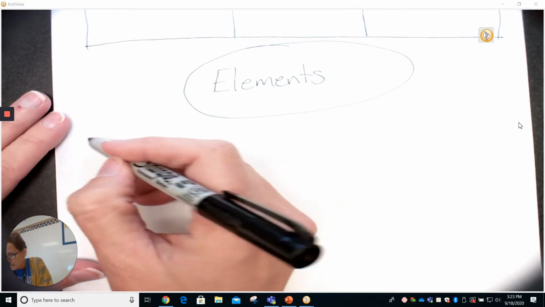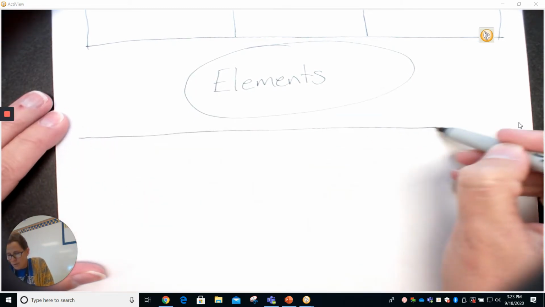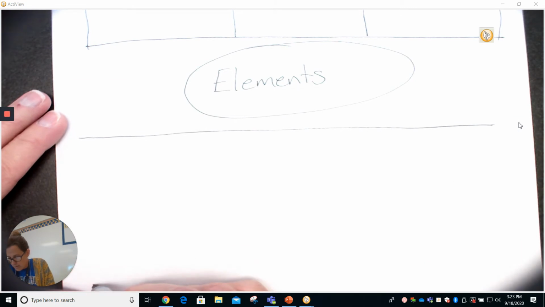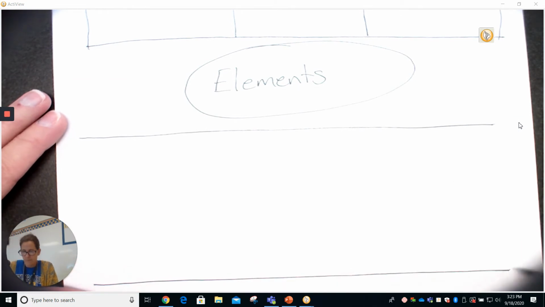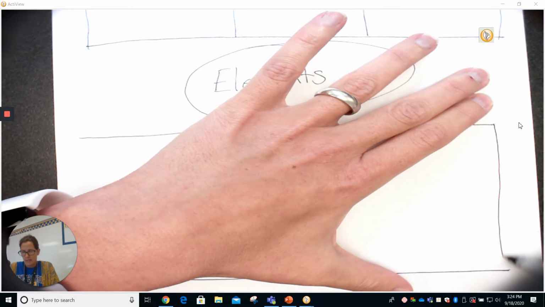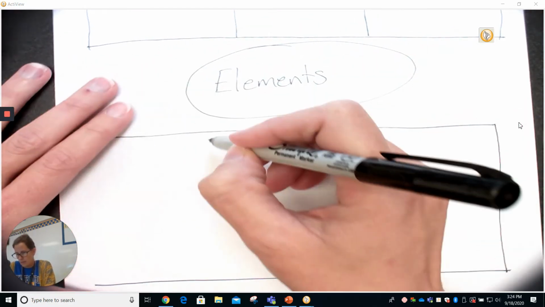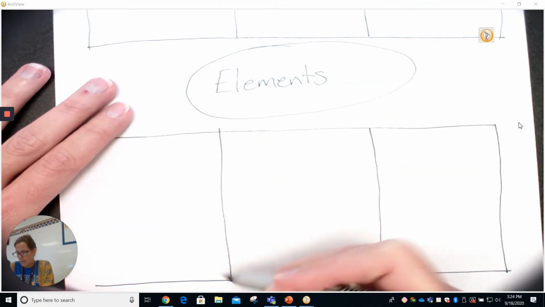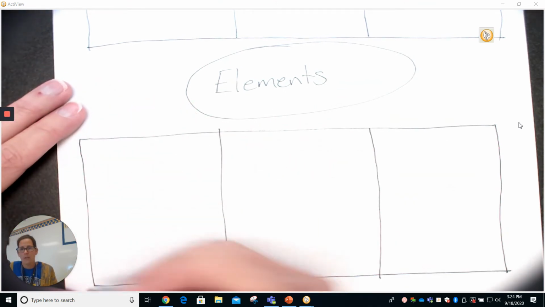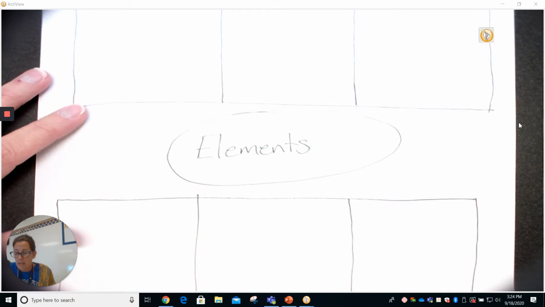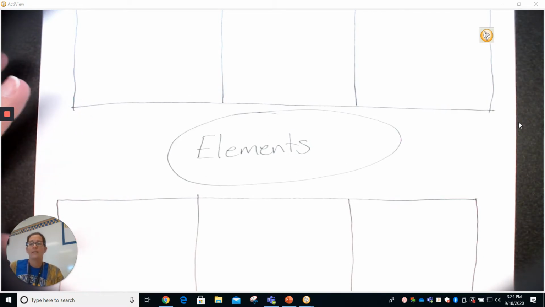So we need three boxes on the bottom. We're going to draw this one across the bottom, down, down, down, and then down on the end. So there you go. We have our note page, our elements note page, ready to go.